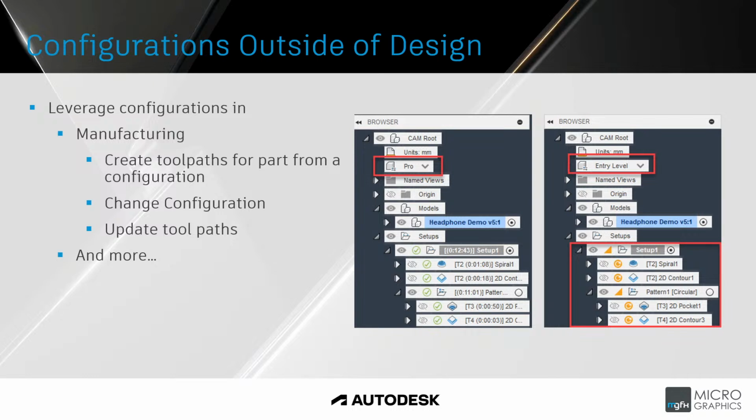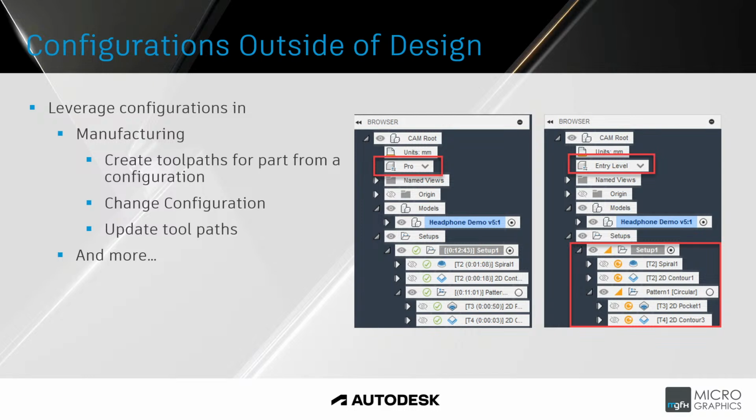From the manufacturing environment, we can leverage configurations as well. Here we see we can create toolpaths from a certain configuration. On the left-hand side, I've got the Pro configuration set up and the toolpaths set up accordingly. Then when you change your configuration, because the geometry has changed, those toolpaths are required to update and you can then run the new toolpath.